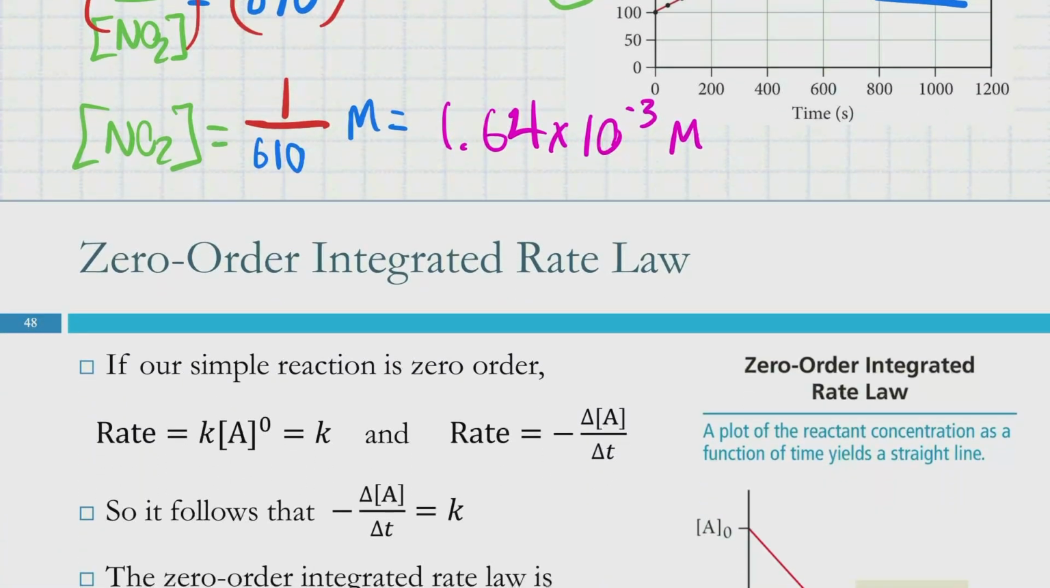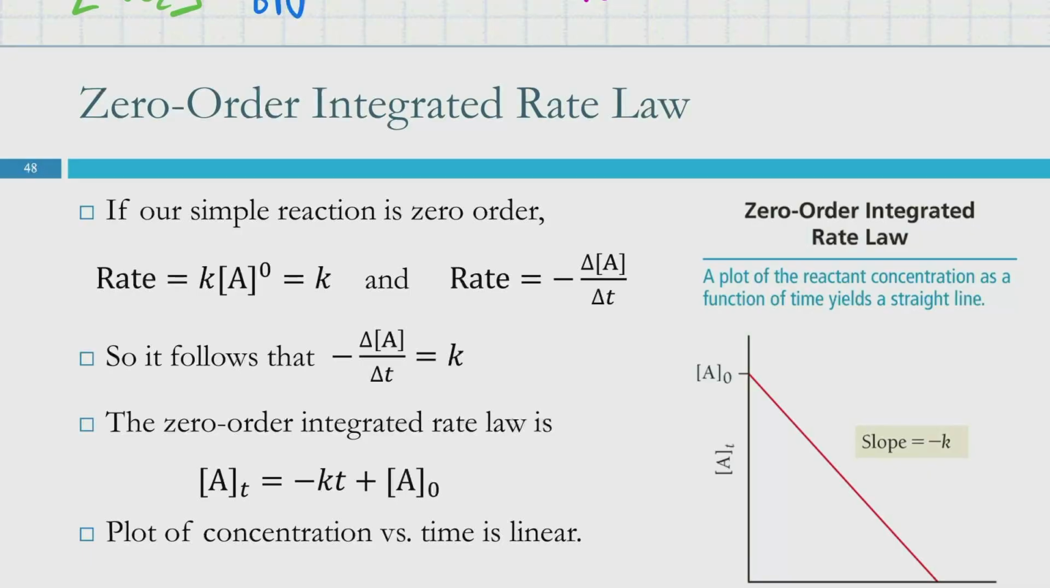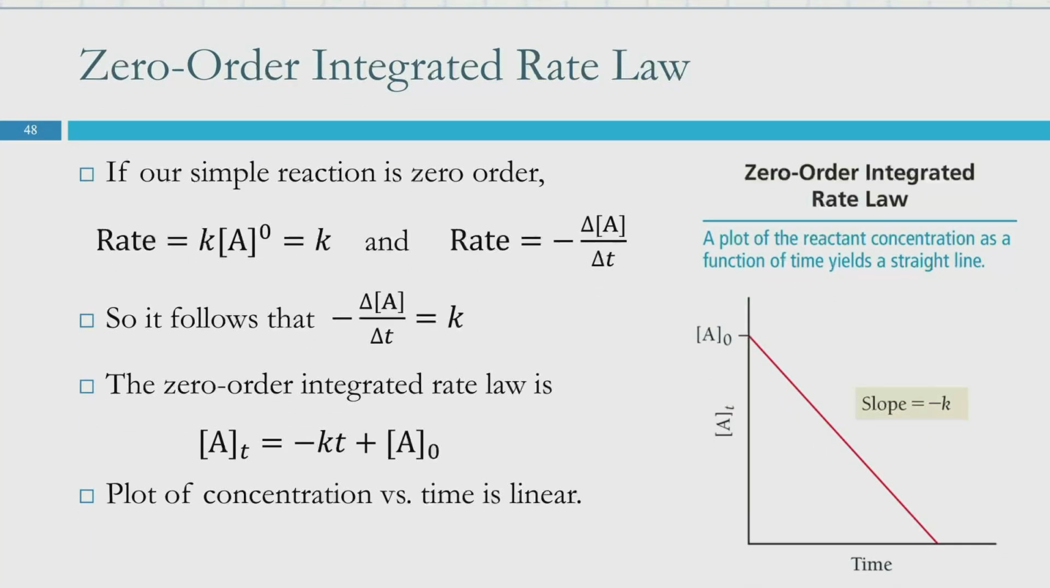We also have a 0 order integrated rate law. When it's 0 order, remember that the concentration of A factor disappears from our rate law. And so we have a simpler starting differential rate law. We integrate that and get this. So that's our zero order integrated rate law.